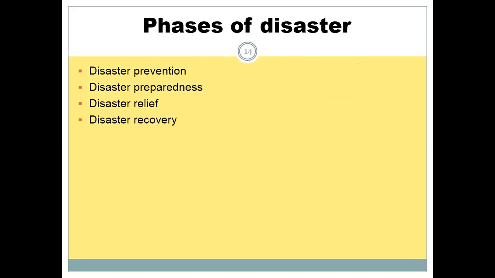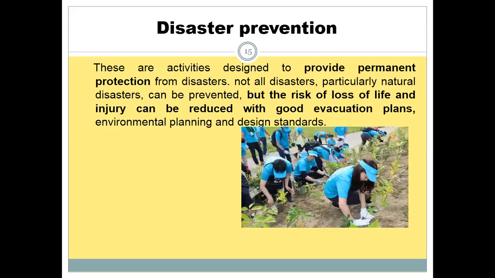So the next slide explains the phases of disaster. Disaster prevention is a must. Like we always say, prevention is better than cure, so prevention is a higher priority. One should be prepared for any bad situation, providing relief and recovery as soon as possible. So what is prevention? It provides a permanent protection.